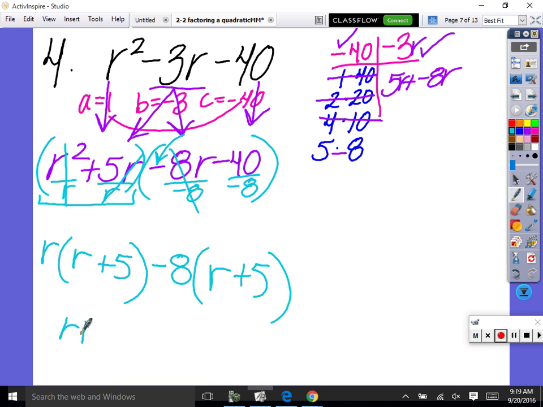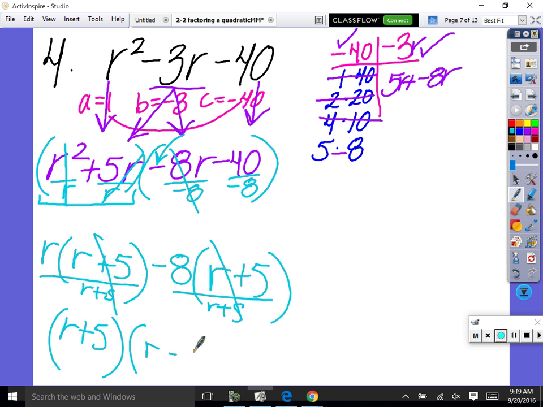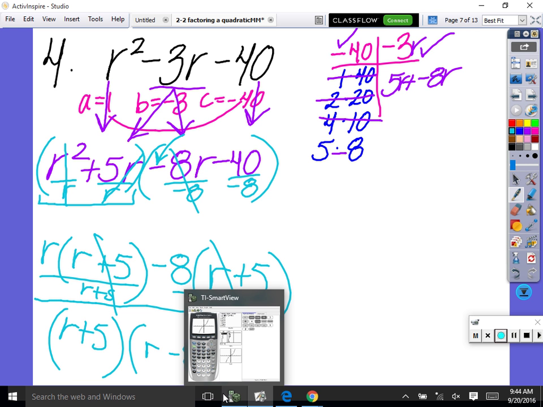So we'll factor out r plus 5. Divide by r plus 5. Divide by r plus 5. So then left is r minus 8. Now we know we're done because it's degree 1, degree 1. And just like Sarah said, we won't write it. But that's how we know we're done.